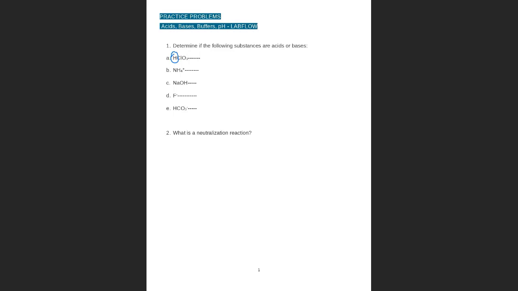Is it an acid or is it a base? It's an acid, because it can donate a proton. How is it going to dissociate? I believe we're looking at a hydrogen ion and chlorate. Exactly, thank you.